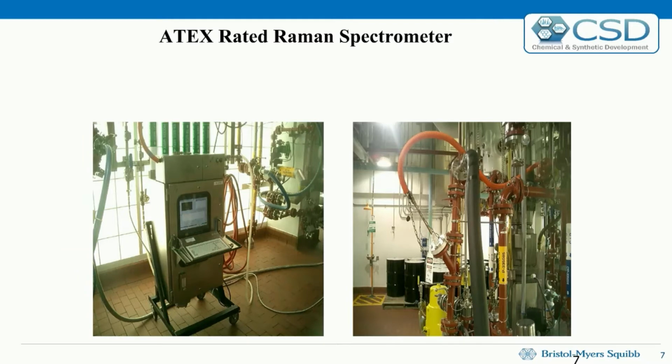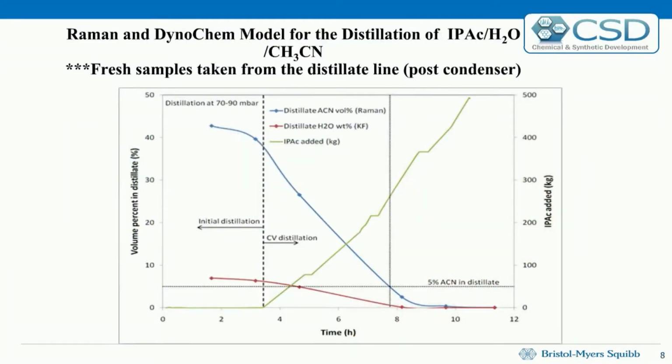And here's an example of an instrument on the left-hand side that's rated to work in an explosive environment, and on the right-hand side is a probe with a large orange conduit, and the fiber optic line is attached to the probe that goes into the reactor or a sampling loop. This just demonstrates one of the tools that we have used extensively.